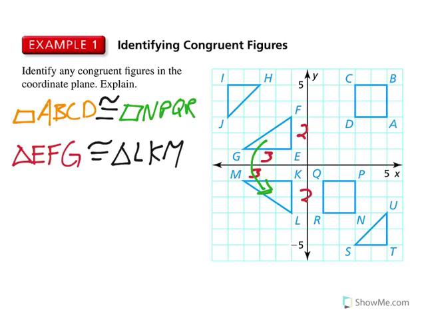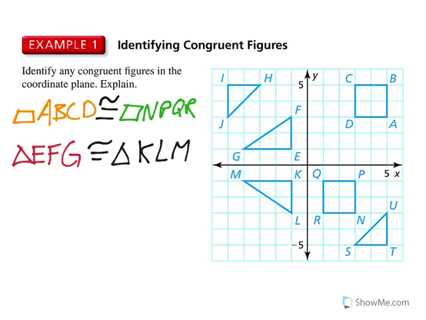And typically I would actually line up the letters that are in the same position, so I would actually erase this and call it KLM, so that way they're still in the same order. Because E and K are in the same position when they're reflected, L and F are in the same position, and then G and M would be in the same position.